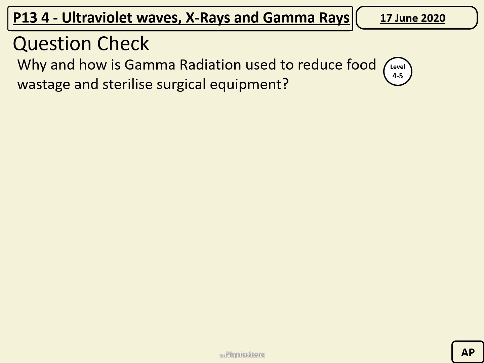Your next question to check, which is grades 4 to 5. Why and how is gamma radiation used to reduce food wastage and sterilise surgical equipment? So again, pause and then get ready to go through the answers, and then make sure you're green penning them, please.